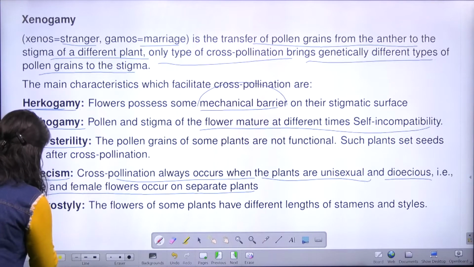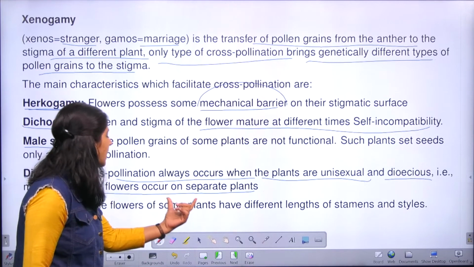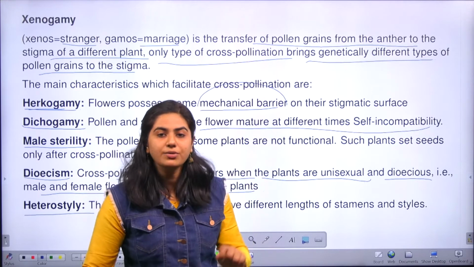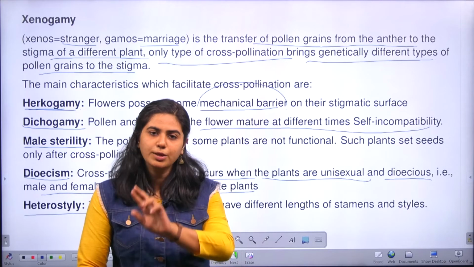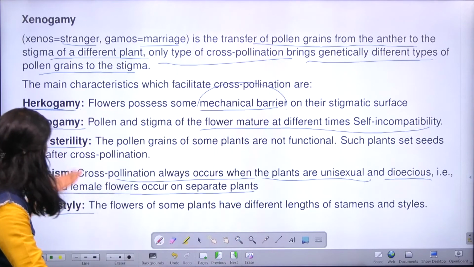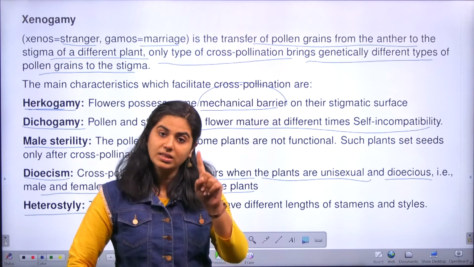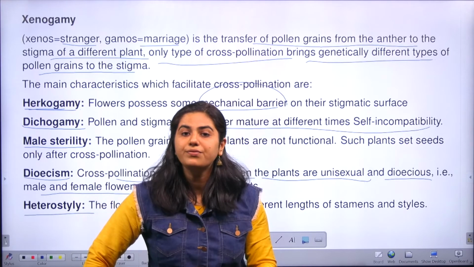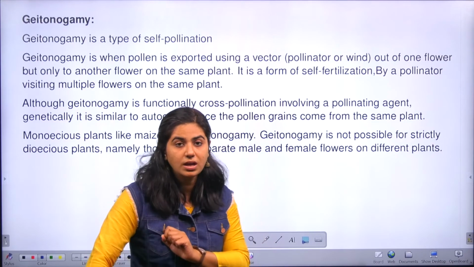And the last method is Heterostyly. That is, the flower of same plant have different length of stamen and anther, that the plant will create stigma and stamen in a way that they are different in length and the pollen never reaches to the stigma. These are some of the mechanisms in xenogamy that prevents the flower from self-pollination, and this is the only method that can bring genetically different pollen grains to the flower. And the last option was Geitonogamy.